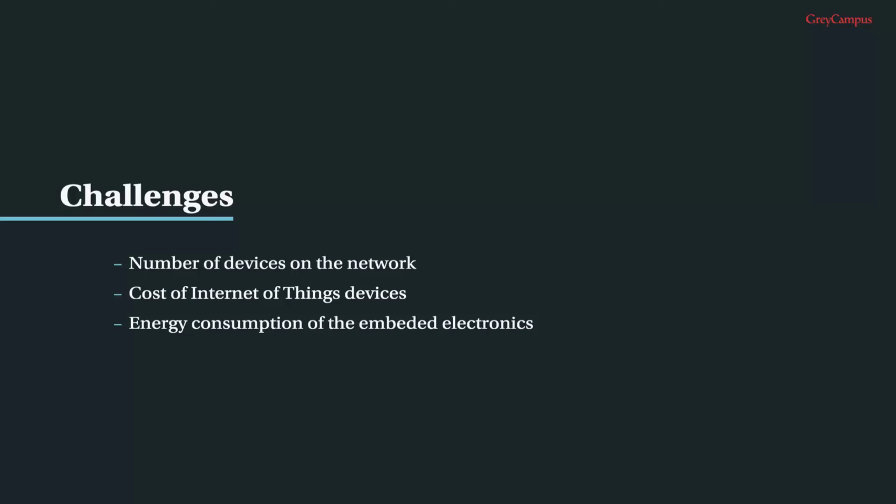So now let's see some of the challenges. One of the challenges is the number of devices on the network. Because, well, I just said that the projections say that there will be 26 billion devices in some years from now, and that's a lot of devices for the internet network to handle. So we really need new technologies to accommodate that many devices.